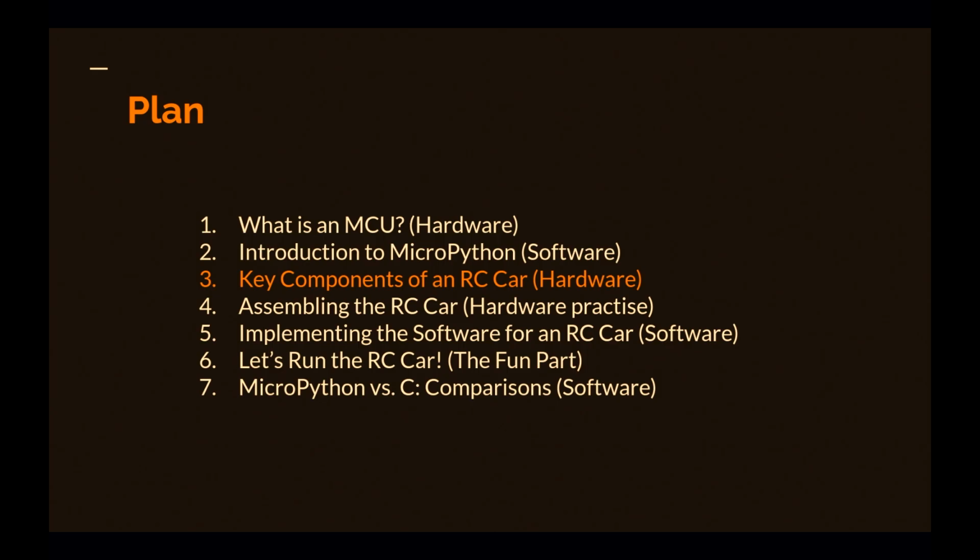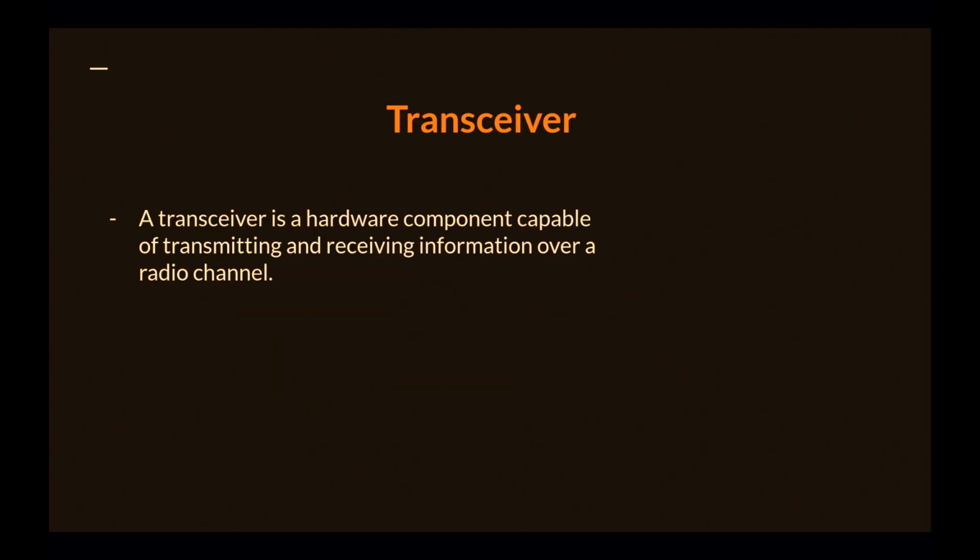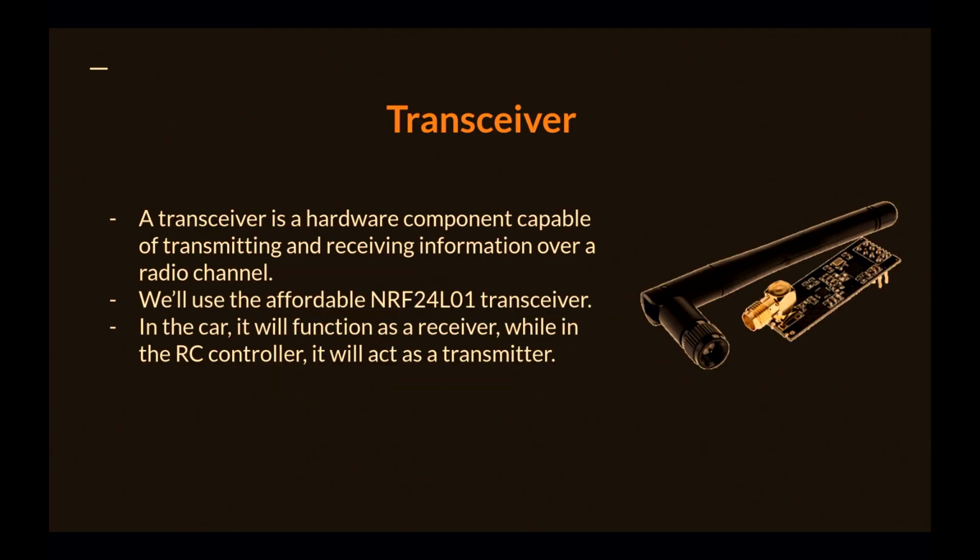Now let's overview key components required to build remote control car. So the first component is the transceiver. So this component allows us to transmit and receive information using a radio channel. It uses 2.4 gigahertz bandwidth. So this bandwidth is open. For instance, our access points work in this bandwidth. And our transceiver is NRF24L01. It's pretty much affordable one.